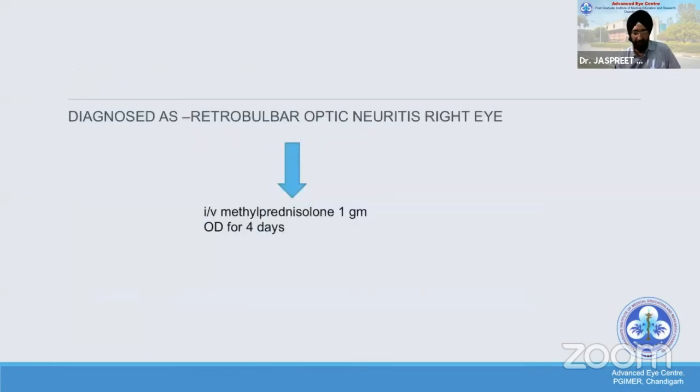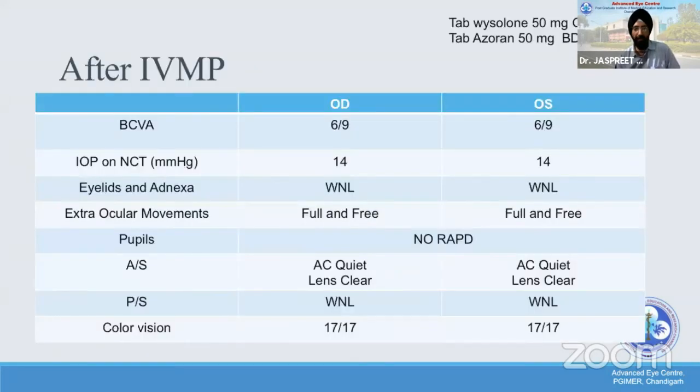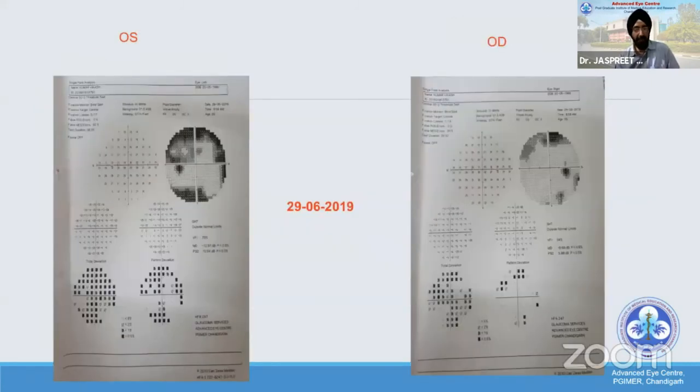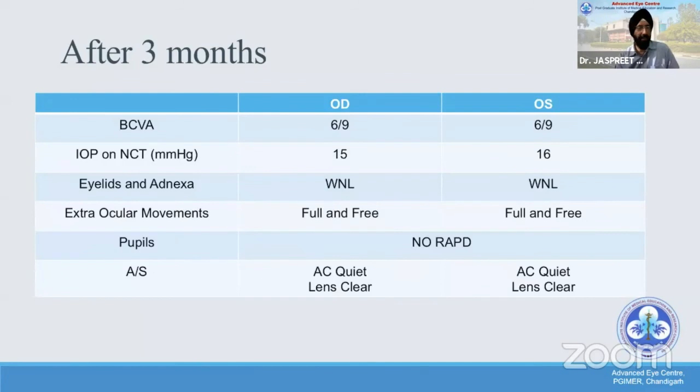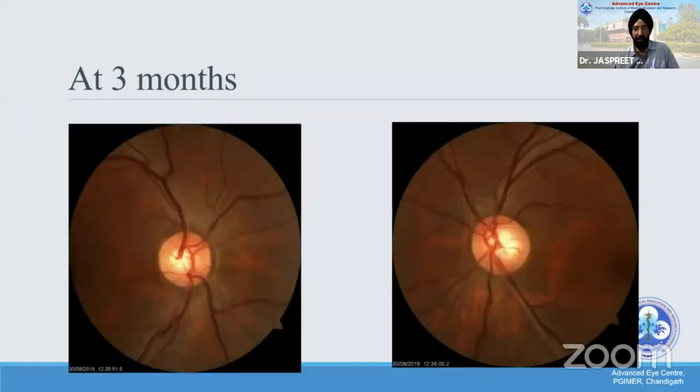So again, start off with IV methylpred for 4 days. He basically regains vision. So that's the beauty of MOG probably. In most of these cases, even though there is profound vision loss, we have no perception of light in his left eye, but still he manages to have 6/9 vision. And yes, the visual field has also improved. After 3 months, vision is maintained.